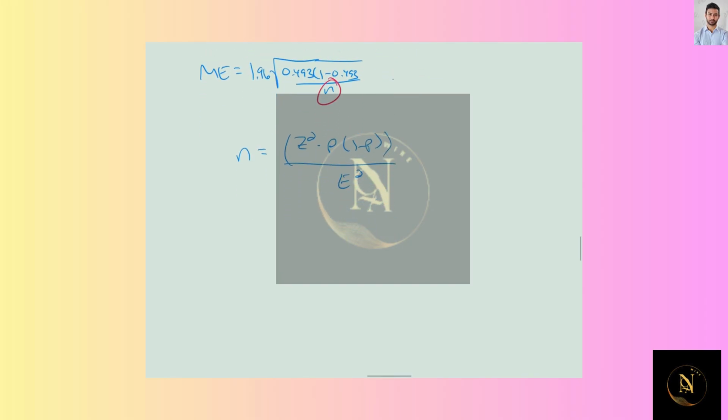In this case, the candidate wants a 3% margin of error at a 95% confidence level, so the z-score is 1.96 at that level. Using a conservative estimate of p equals 0.5 and converting the margin of error to proportion, that would be 0.03, we can plug in the values to calculate the sample size. N would be equal to 1.96 squared times 0.5 times 1 minus 0.5, all over 0.03 squared.